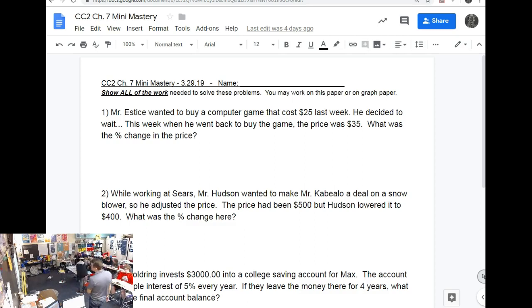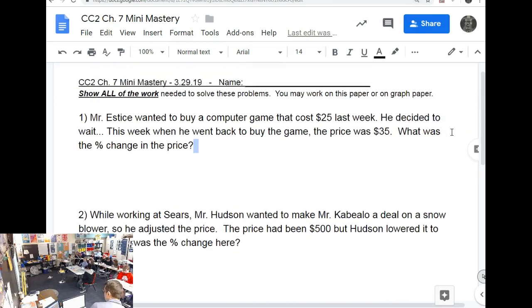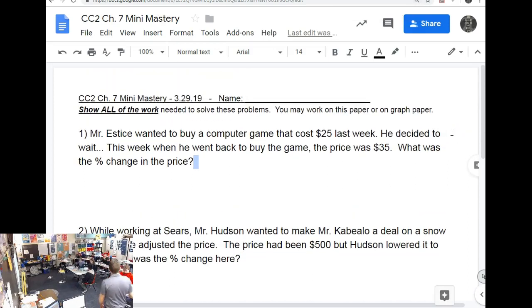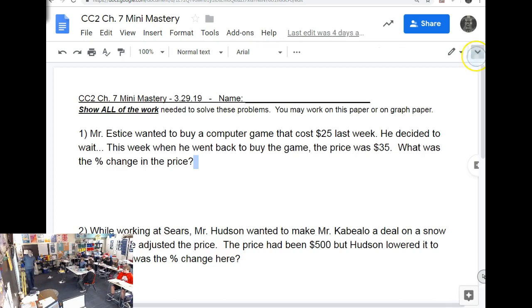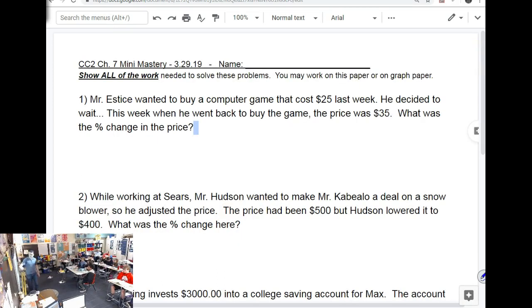So, on the mini mastery, we all pretty much made the same mistakes. If you made mistakes, there were 2 ways to solve number 1. But if you went the way that you got 140%, Adrian, you with me? If you went the way that you got 140%, that told you that including the original price, we went up by 40%. So if you got your answer 1.4, which is 140%, you got to take off the 100.